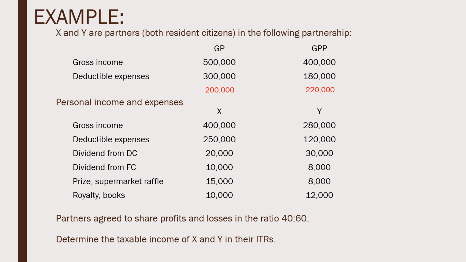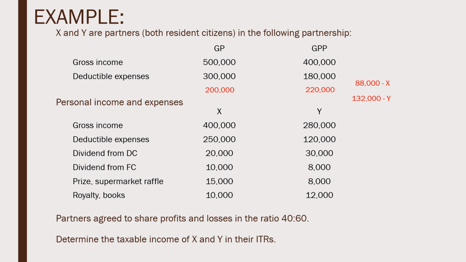Since taxable income is what we're looking for, we don't really need to distribute the income from the GP because it will be subjected to final tax, and therefore this is not included in the taxable income to be included in the ITR. But for the GPP, we need to distribute this, so we multiply the 220,000 by 40%, that's 88,000 for X, and 60%, that's 132,000 for Y.